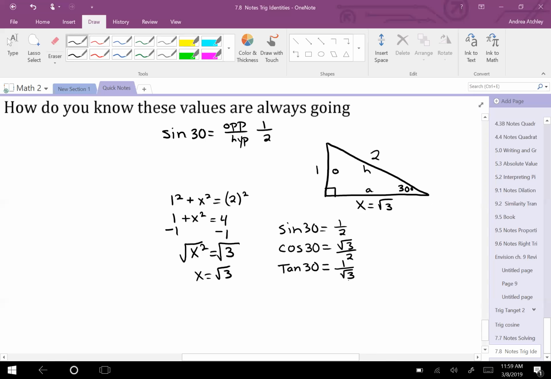Now we need to find sine, cosine, tangent of the other angle. What is the other angle going to be? I heard someone say it. Very good. It's going to be 90 minus 30, because these two angles add to 90. So it's going to be the sine of 60. Okay.